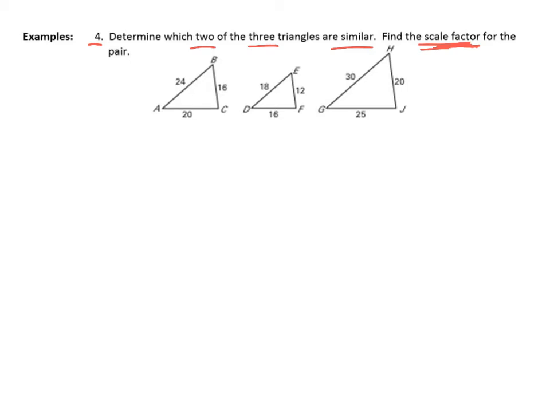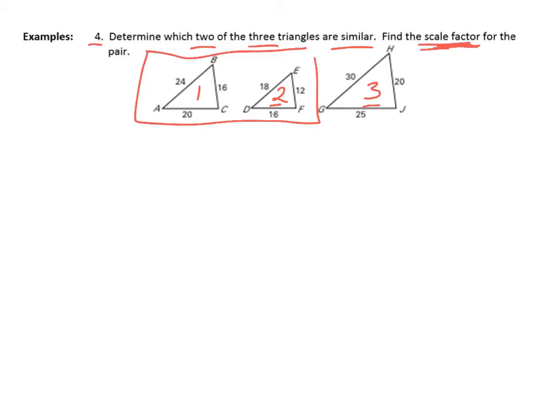Alright, so this problem is actually going to be quite a bit of work because I need to go through and check to see: are triangles 1 and 2 similar, are triangles 1 and 3 similar, and are triangles 2 and 3 similar. Only one of those pairs is going to work. Let's start with 1 and 2.